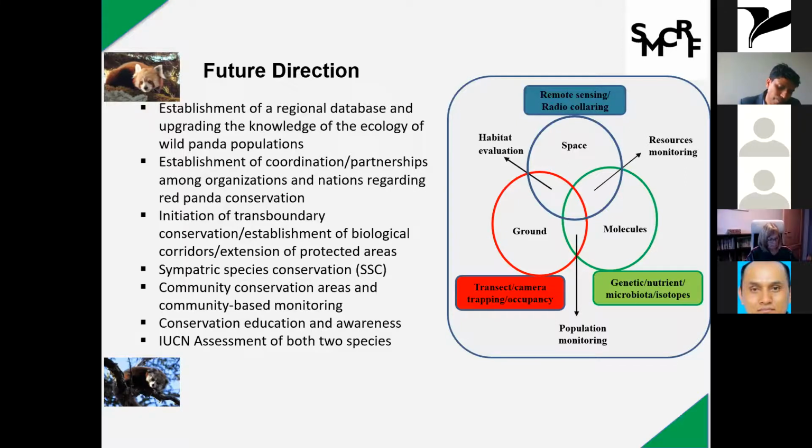For doing the best research, we need to combine remote sensing data from space and landscape camera trapping data from the ground, and genetics, nutrients, microbiota, and isotope from molecules. Understanding all these things, we can do some habitat evaluation, resource monitoring, and population monitoring. If we integrate all these aspects, we can protect red panda in the right way.